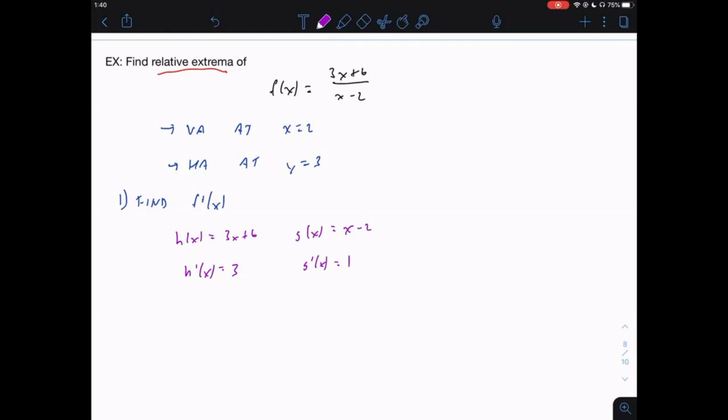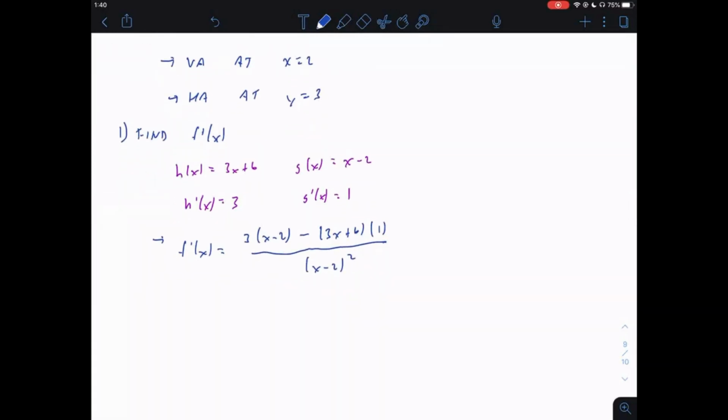And now it's time to apply that quotient rule. So let me bring this down here. So again, we want to find f prime. We have to find the derivative of this rational function. We first got to take h prime, the derivative on the top, which is 3, times our original function at the bottom, g, which is x minus 2, minus h here, which is 3x plus 6, times g prime, which was just 1, all over g squared, all over x minus 2 squared.